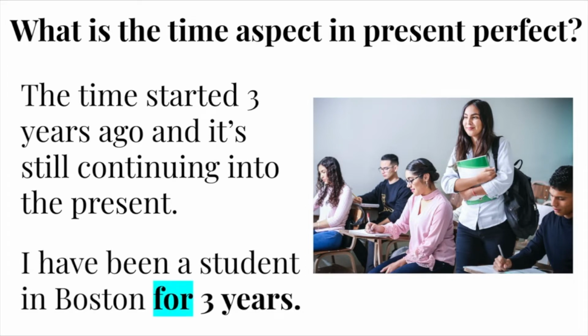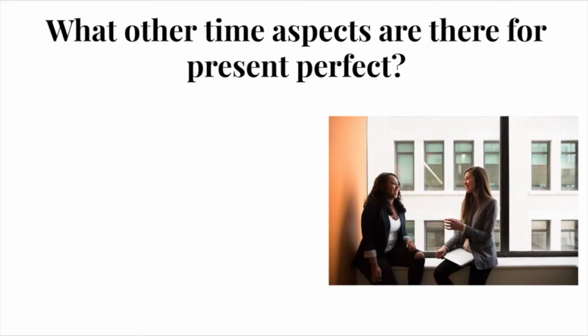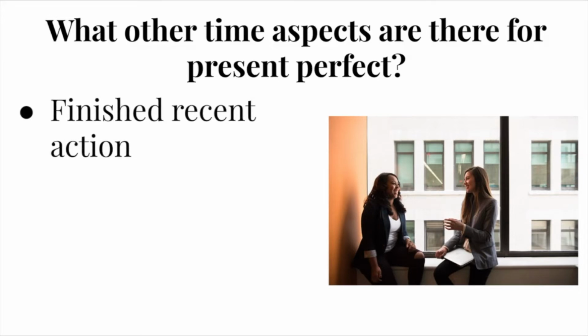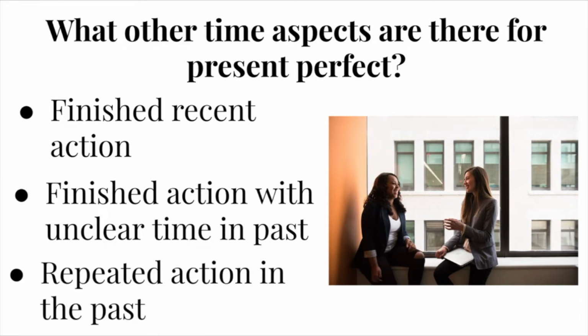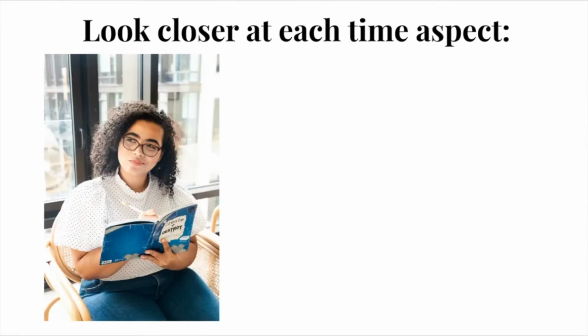So the student started being a student in Boston 3 years ago, and they're still continuing to be a student right now. In this sentence, we know that she's not finished being a student. What other time aspects are there for the present perfect? Finished recent action, finished action with unclear time in the past, or repeated action in the past. Let's look closer at each of these.